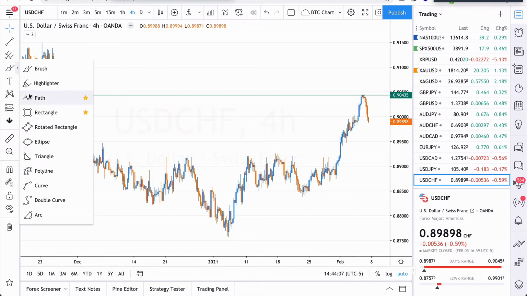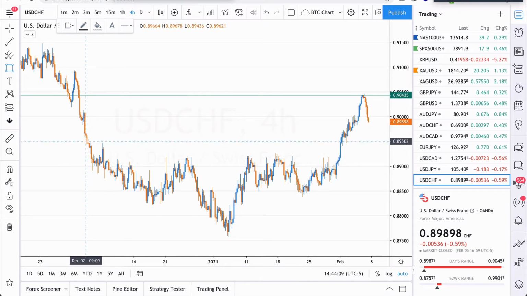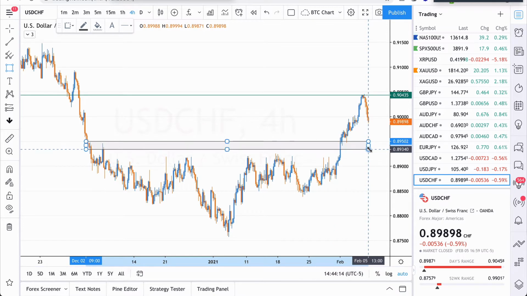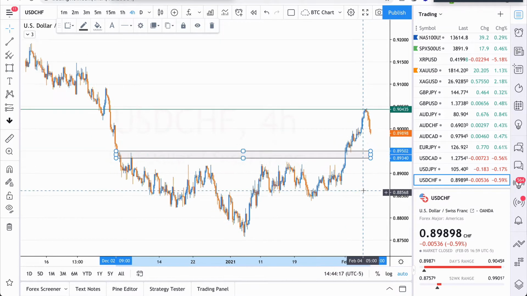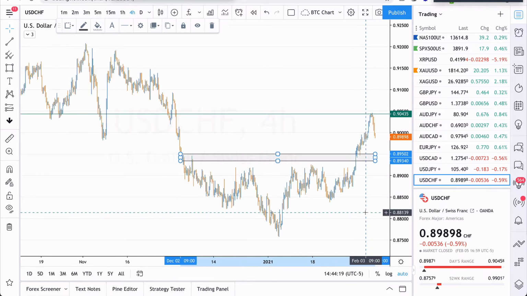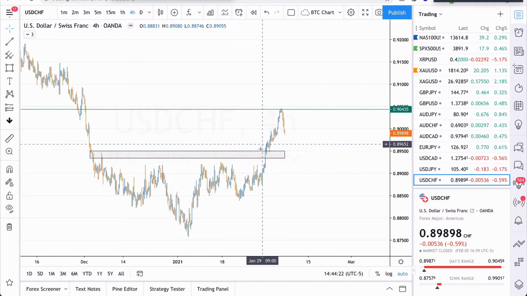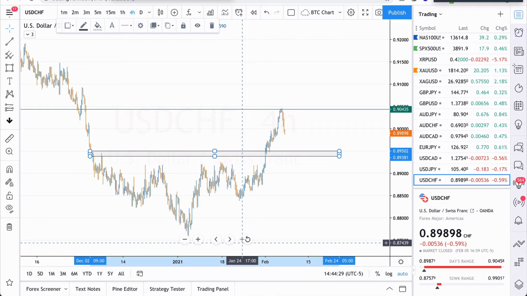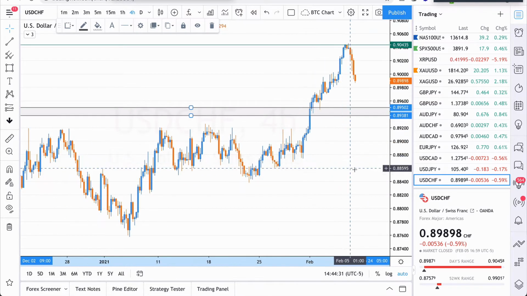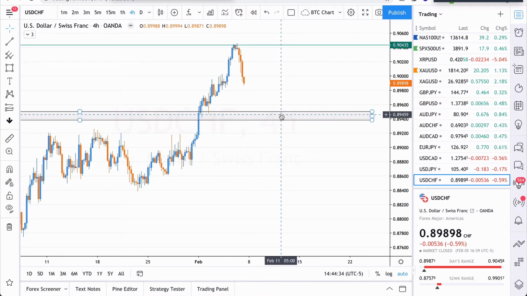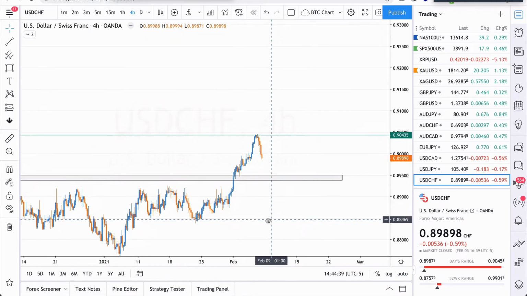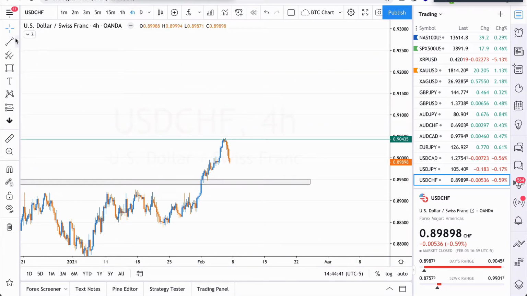If you draw a rectangle, that's why I'm always telling people the price really doesn't matter. It's the zone you're looking for. This was the breakout. So this is what you will be looking for. If price comes back into this area here and does not break out, you should be looking to buy it back up.